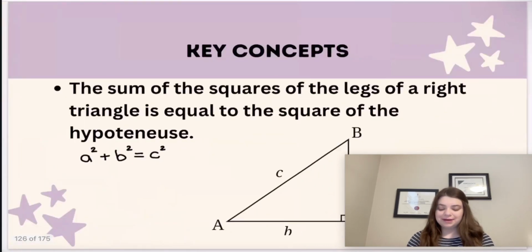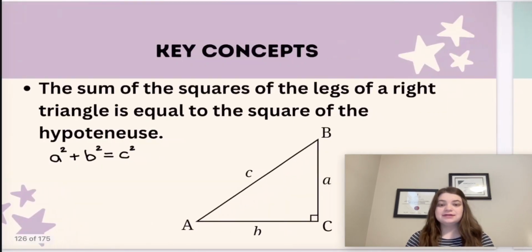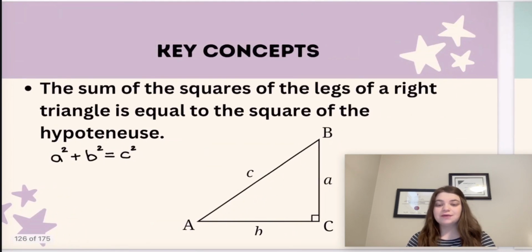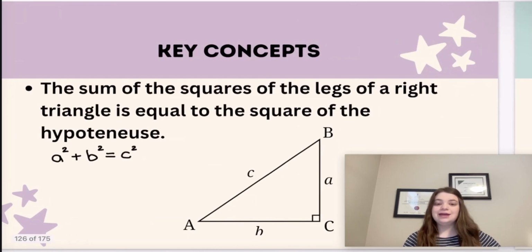So basically, the Pythagorean theorem states that the sum of the squares of the legs of a right triangle is equal to the square of the hypotenuse. Or in other words, a squared plus b squared equals c squared, assuming that a and b are the legs of the right angle triangle and c is the hypotenuse.